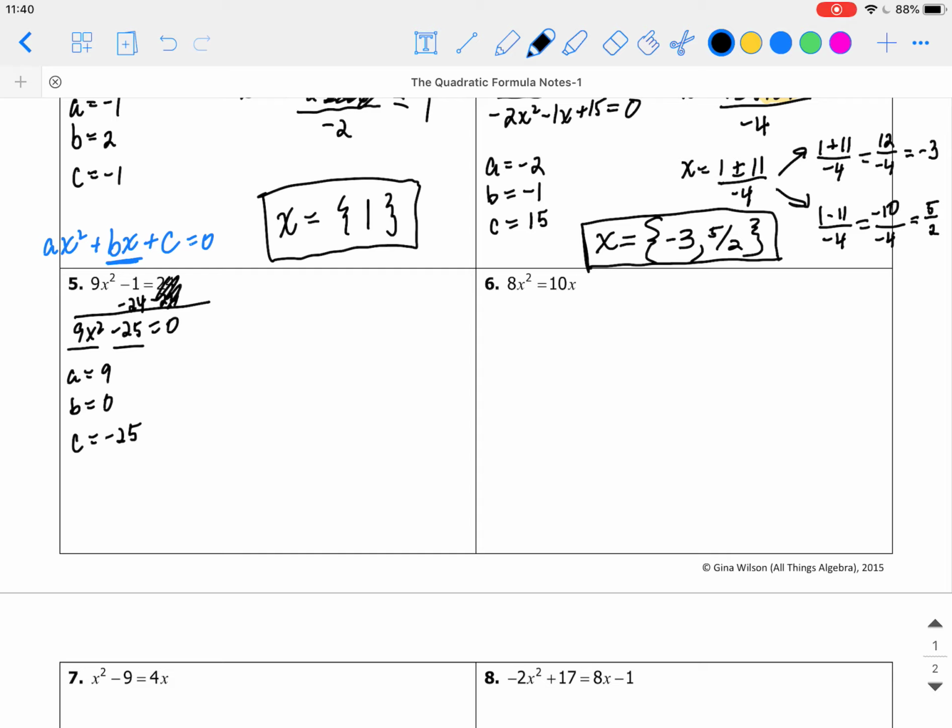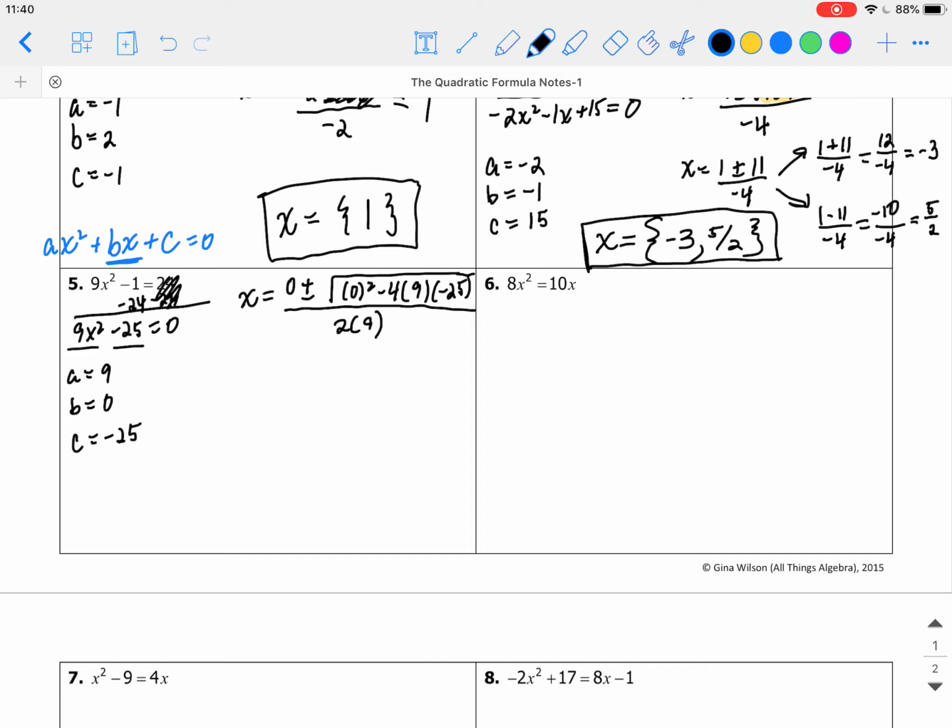All right, so let's go ahead. Let's use our quadratic formula. So I have x is equal to the opposite of b, which is still 0, plus or minus the square root of b squared, still 0, minus 4ac. And c is -25. Cute. All over 2a, which is 9.